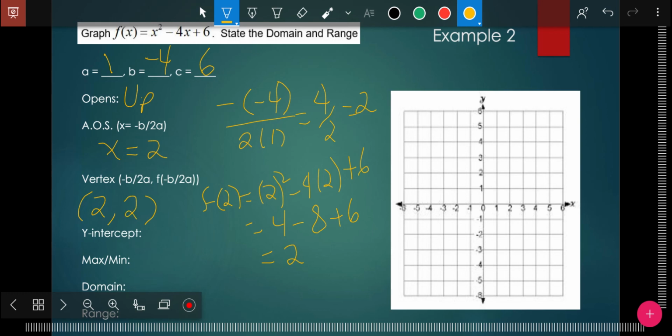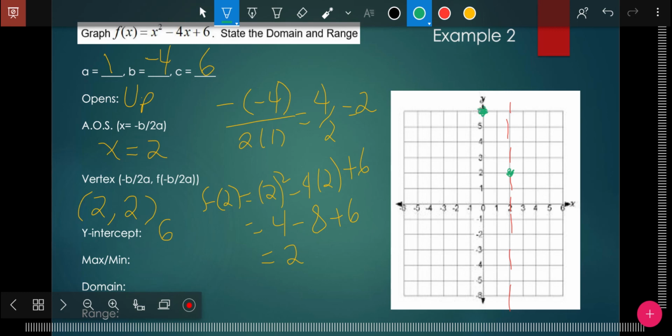What is the y-intercept in this problem? The c is 6. So let's start talking about the graph. X equals 2 is the axis of symmetry. So that's my axis of symmetry. 2, 2 is my vertex. 6 is my y-intercept.